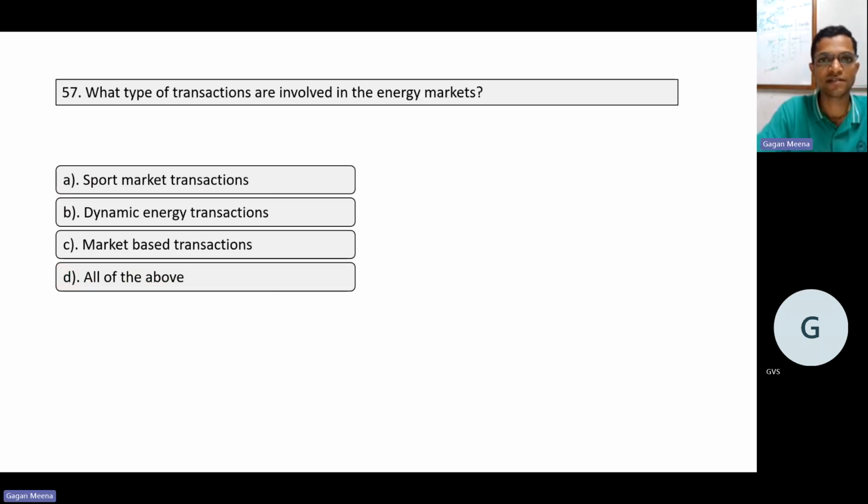What type of transactions are involved in energy market? Spot market, dynamic, market-based transaction. All of these are available. Sorry, this should be spot market.